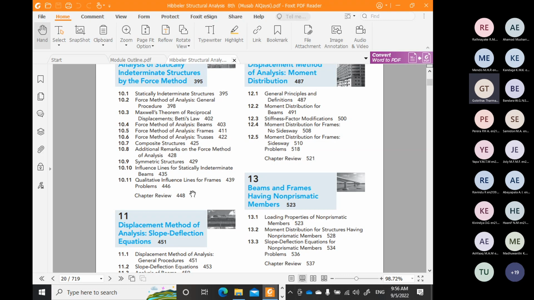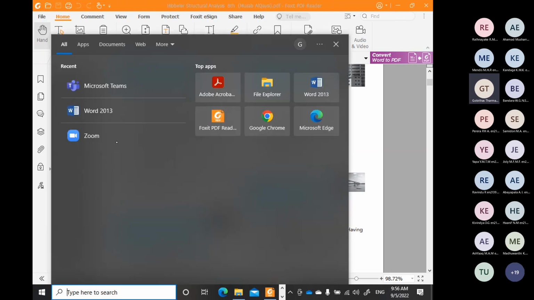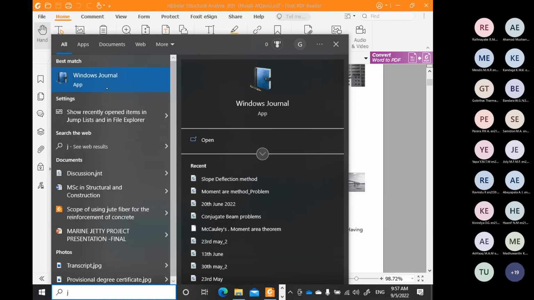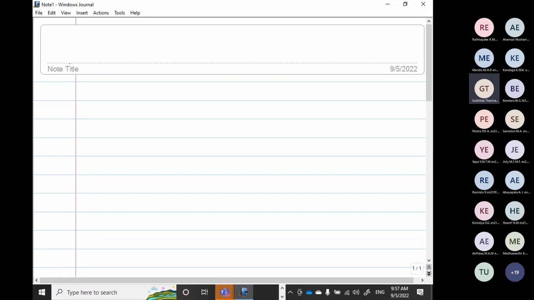So the first section we are going to cover is analysis of statically determinate beams. Sorry, frames. Already you know how to analyze the statically determinate beam. So it is the same, everything is going to be the same.